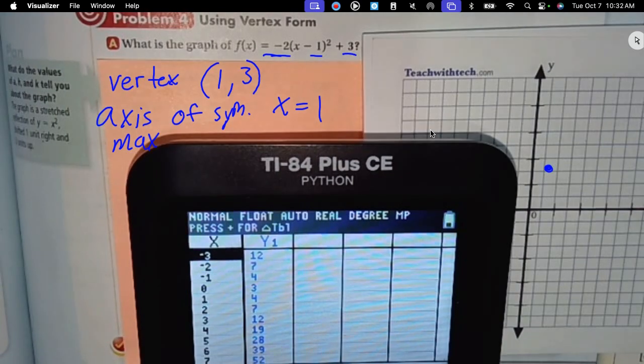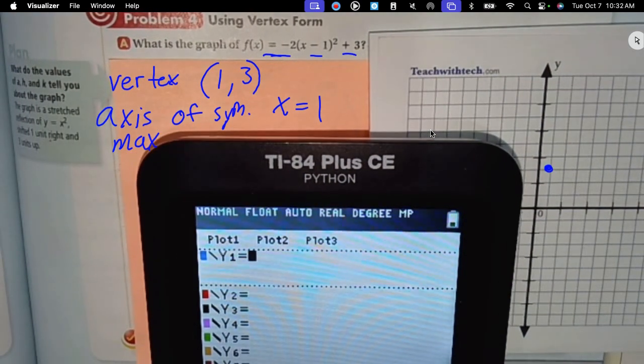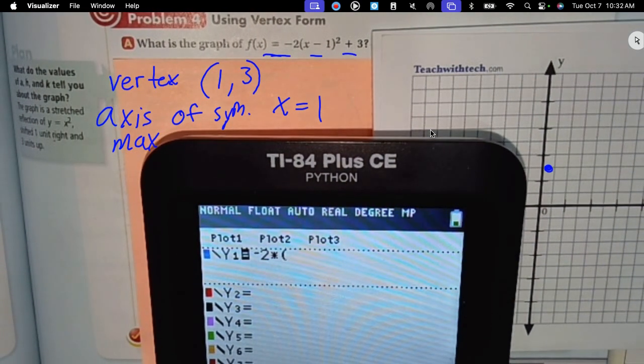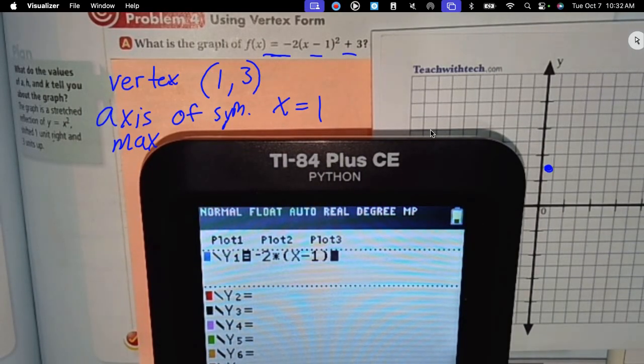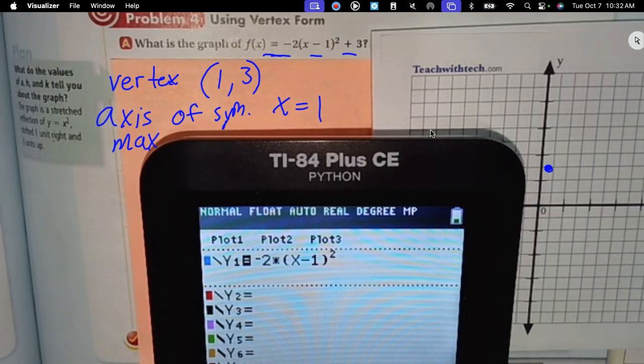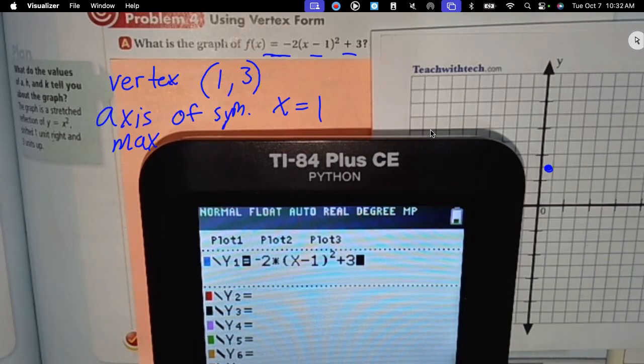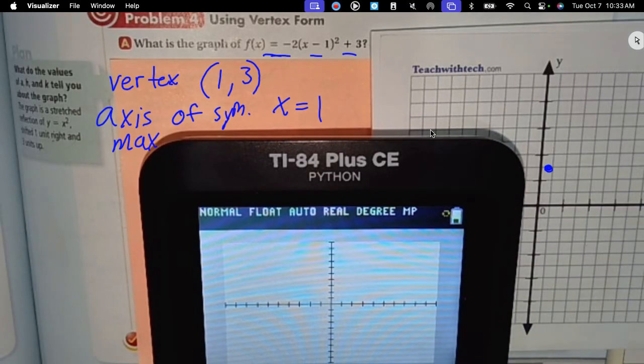Okay, so we would do y equals -2 times (x minus 1) squared, and then plus 3. Is everybody good with how I type that in? It looks exactly the same, and then double check. If I press graph, it has moved to the right 1 and up 3, and we already said it was going to be a maximum. So if you ever forget, you can graph and look at it and see, is it a maximum or a minimum?